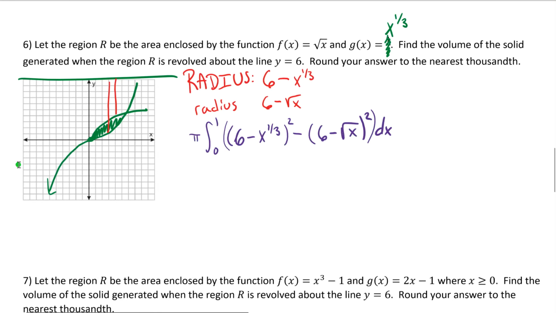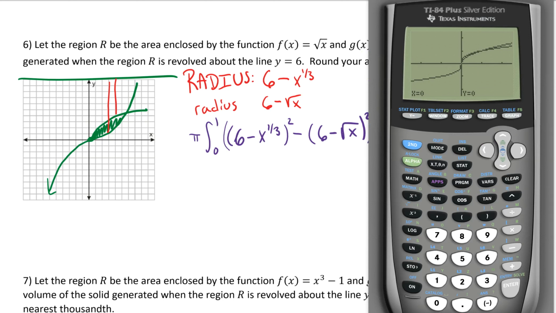All right, so I drew a beautiful picture. X to the 1/3 looks like this. Square root of x looks like that. And so my big radius is from here to here. My little radius is this one. So I had to subtract that portion out when I find the volume of the solid of revolution. And this is what I get. We'll shove that in the calculator.